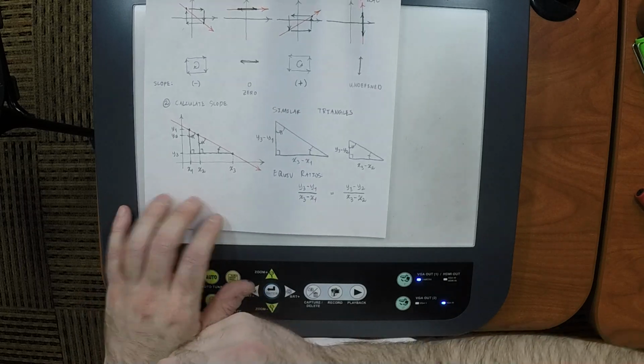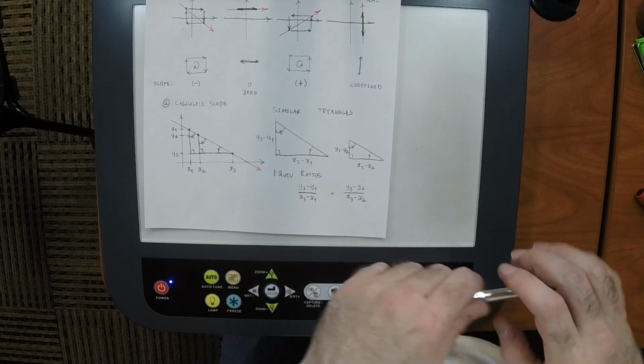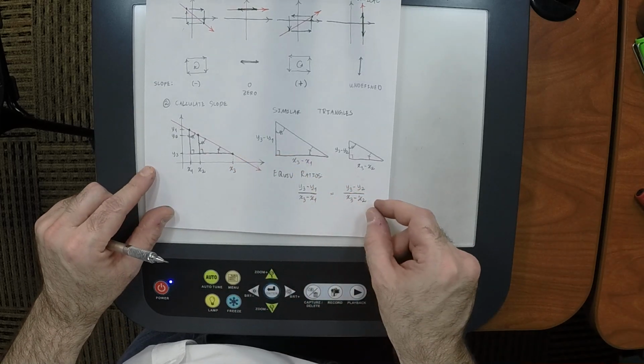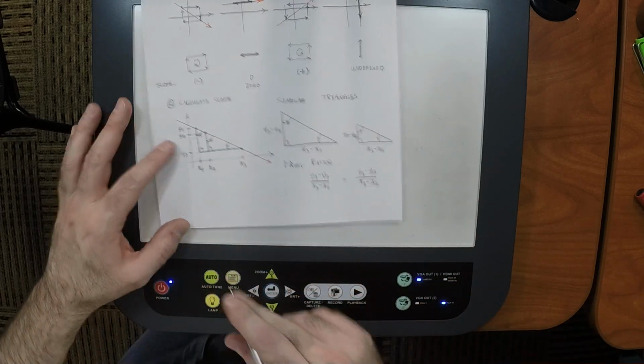And understand that because the 3 points that we chose were arbitrary, that means that you can put those points anywhere that you wish. You could put this point a million miles down here, and the ratio still has to be the same.